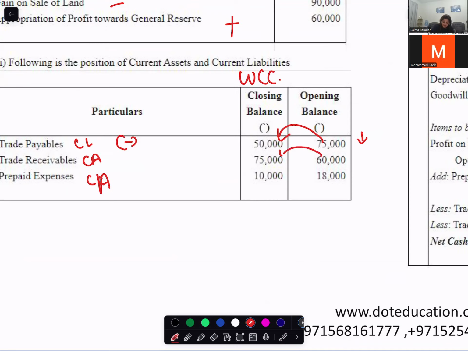Current asset is increasing. How can you say decreasing? From 60 it is increasing, sorry. Increasing, yeah. So you will subtract. And over here, this is decreasing, so it will be added.